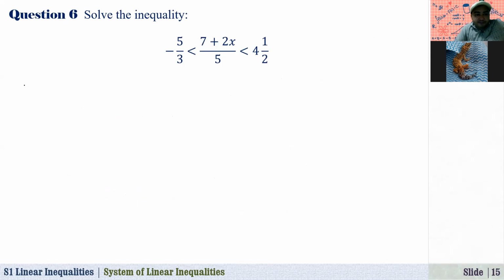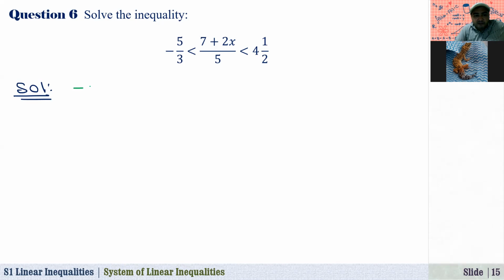Question 6. Solution. Let me use green here. Okay. So now I will do this in a different way, without separating this. Can we just do this without writing this as a system of two inequalities? So to do this one first, let me change this mixed number into an improper fraction.